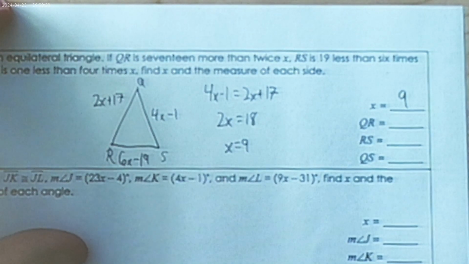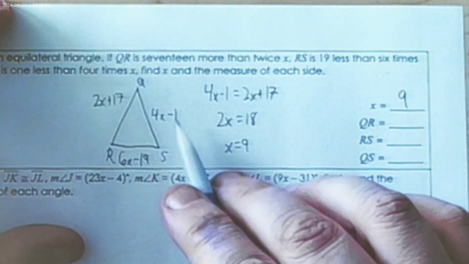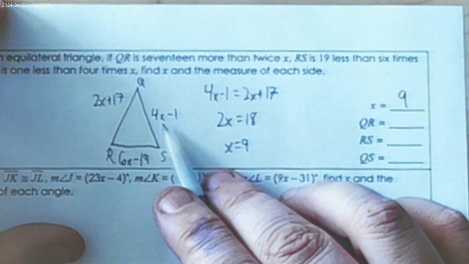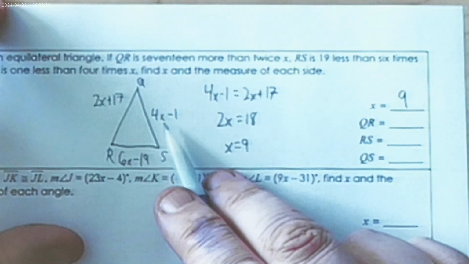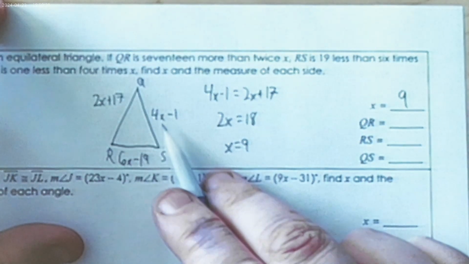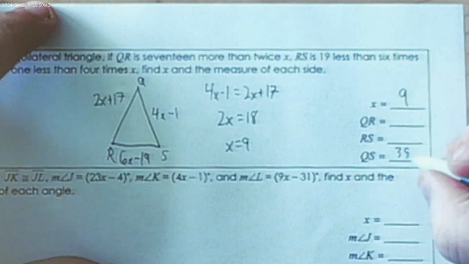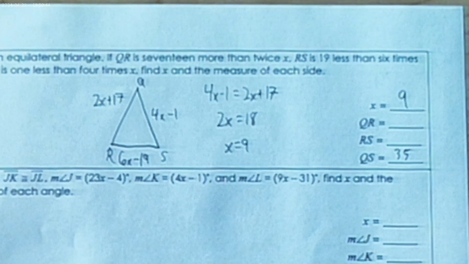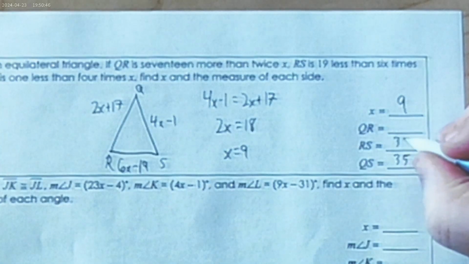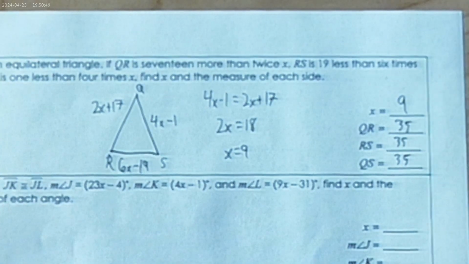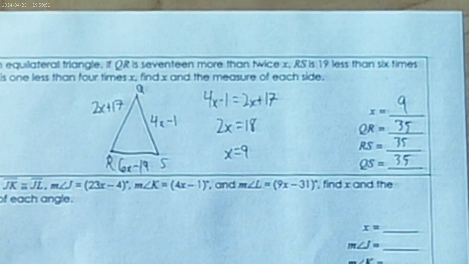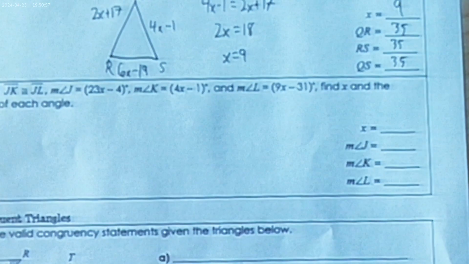Let's see, so we'll do 4x minus 1, so 4 times 9 minus 1. 4 times 9 is 36, minus 1 is 35. So QS is equal to 35. And because it's an equilateral triangle, I don't even have to do any extra figuring. I'm done because it's an equilateral triangle.